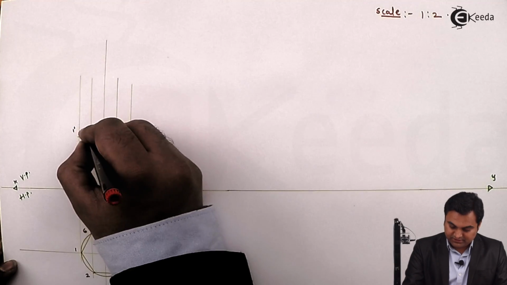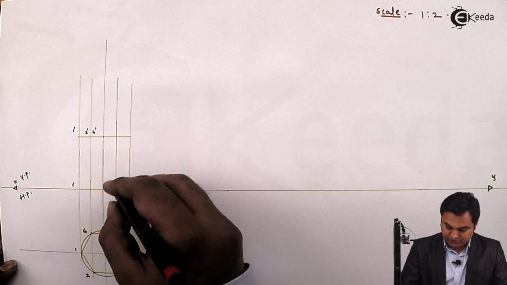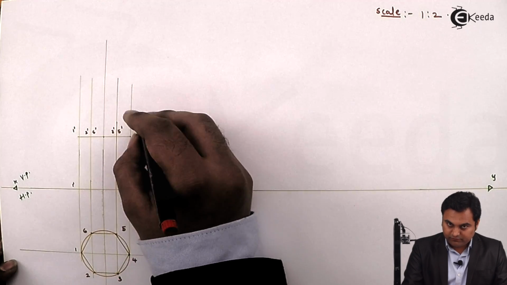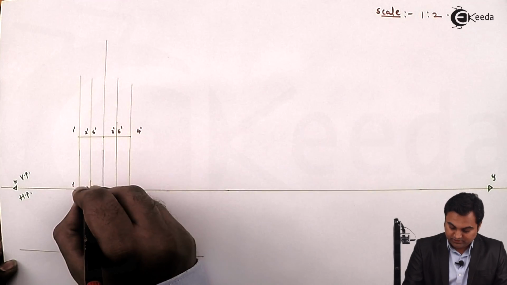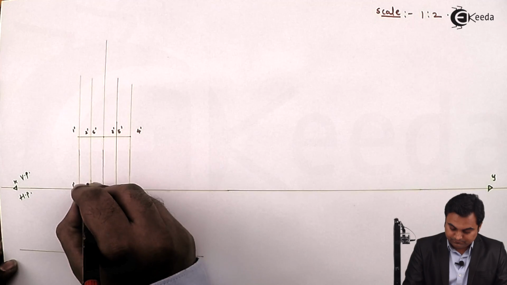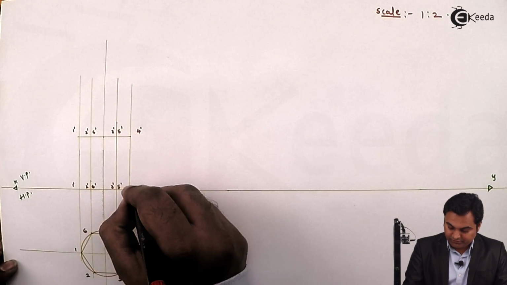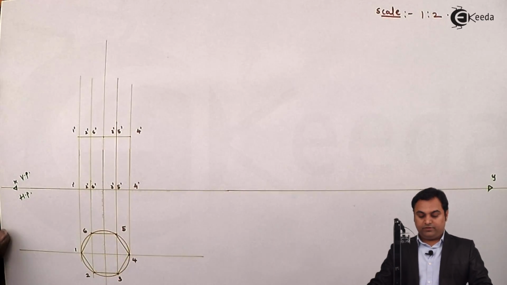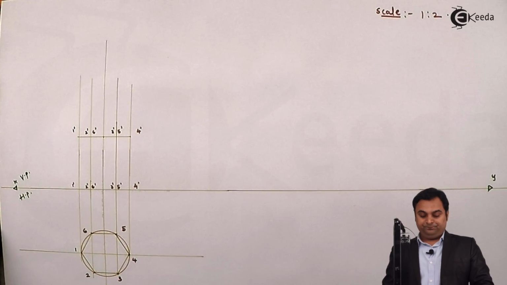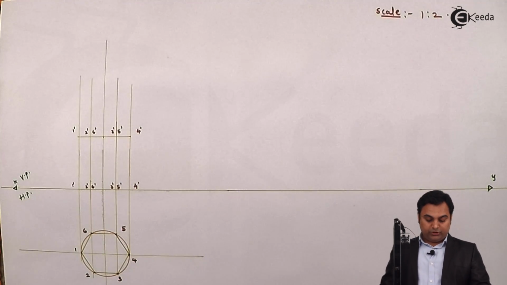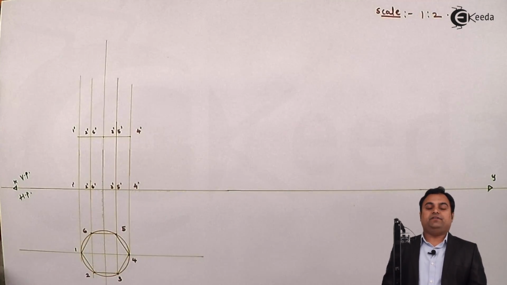2 dash and 6 dash are at the same location, similarly 3 and 5, and here we have 4 dash, similarly at the bottom, because there are two hexagonal faces, one at the top and other at the bottom, so giving the notations to both of them.